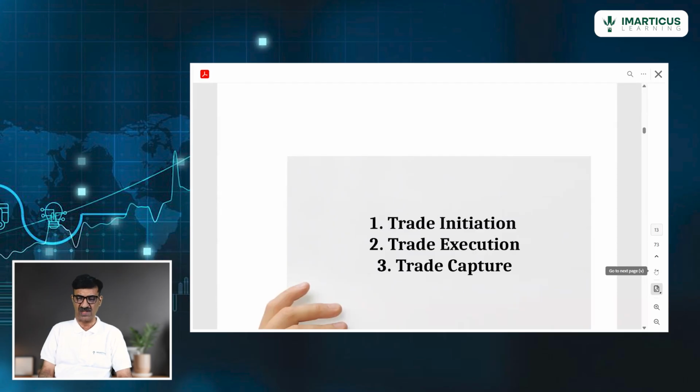We start with steps in exchange trade life cycle, our third subtopic under trade life cycle. All of us are aware that there are three departments: front office, middle office, back office. Let's start with front office. The steps you are seeing in the slide are trade initiation, trade execution, and trade capture. We understand now they are obviously from front office.